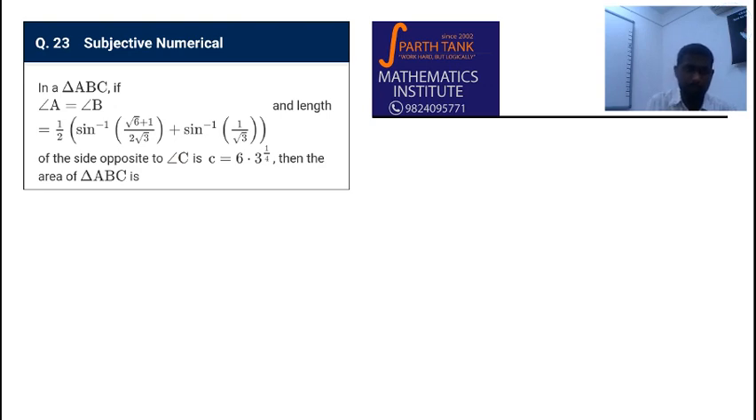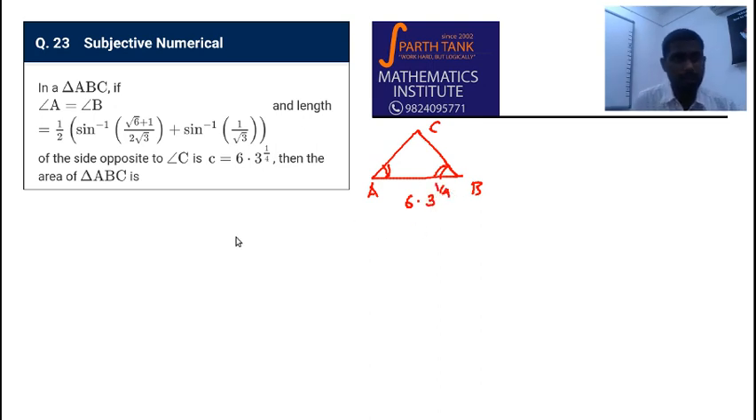23. In a triangle ABC, angle A is equal to angle B, which is half of sine inverse of (square root of 6 plus 1) by 2 root 3, plus sine inverse of 1 by root 3, and the length of the side opposite to C is 6 into 3 power 1 by 4. Now we have a triangle here, and they have given that two angles, angle A and angle B, are equal. Nothing is said about angle C, but the side opposite to it is 6 into the 4th root of 3.